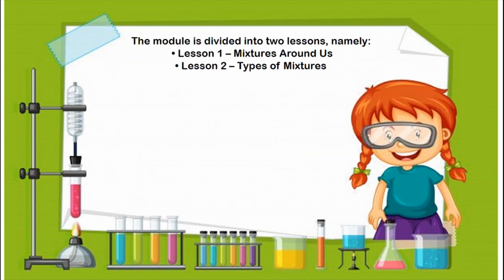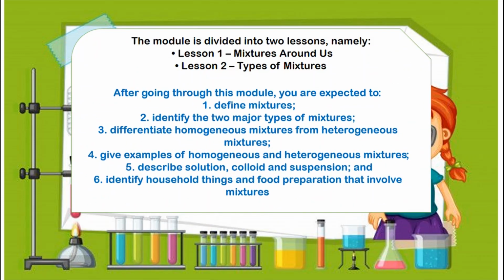So the module is divided into two lessons, namely Lesson 1, Mixtures Around Us, and Lesson 2, Types of Mixture. After going through this module, you are expected to: 1, define mixtures; 2, identify the two major types of mixture; 3, differentiate homogeneous mixture from heterogeneous mixtures; 4, give examples of homogeneous and heterogeneous mixtures; 5, describe solution, colloid, and suspension; and 6, identify household things and food preparation that involve mixture.